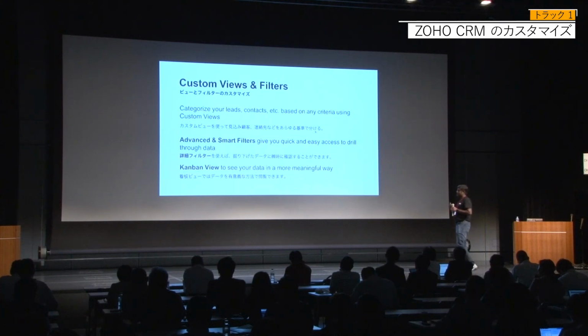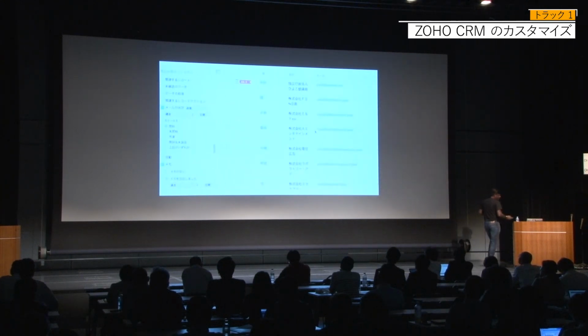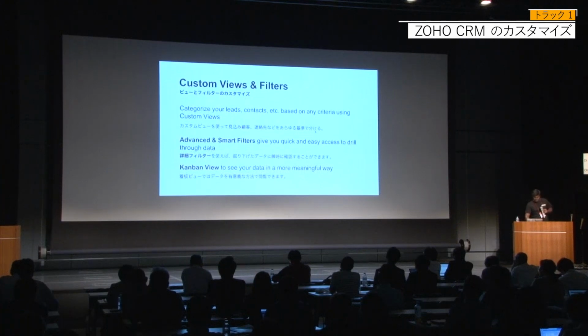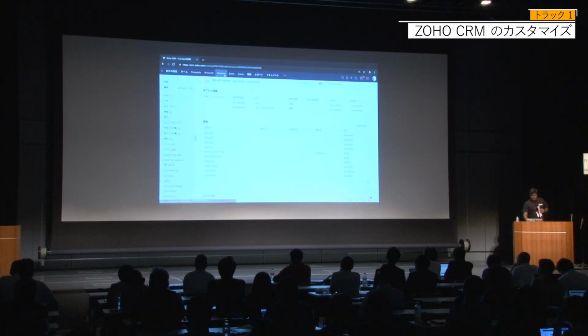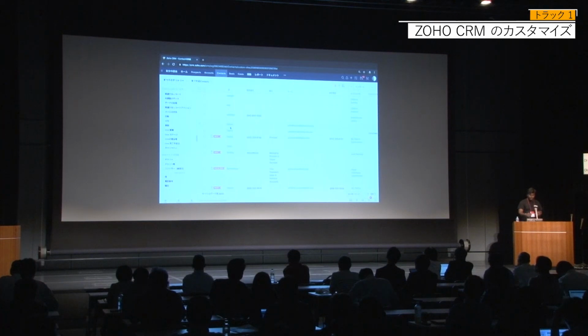The other one is using advanced and smart filters. It's an easy and quick way to not save a particular view, but just immediately filter certain records in an easy manner. So this is how your records are going to be listed. Let's say I'm in my contacts here. These are all my contacts listed. You can see all the contacts listed here with their names and email addresses.